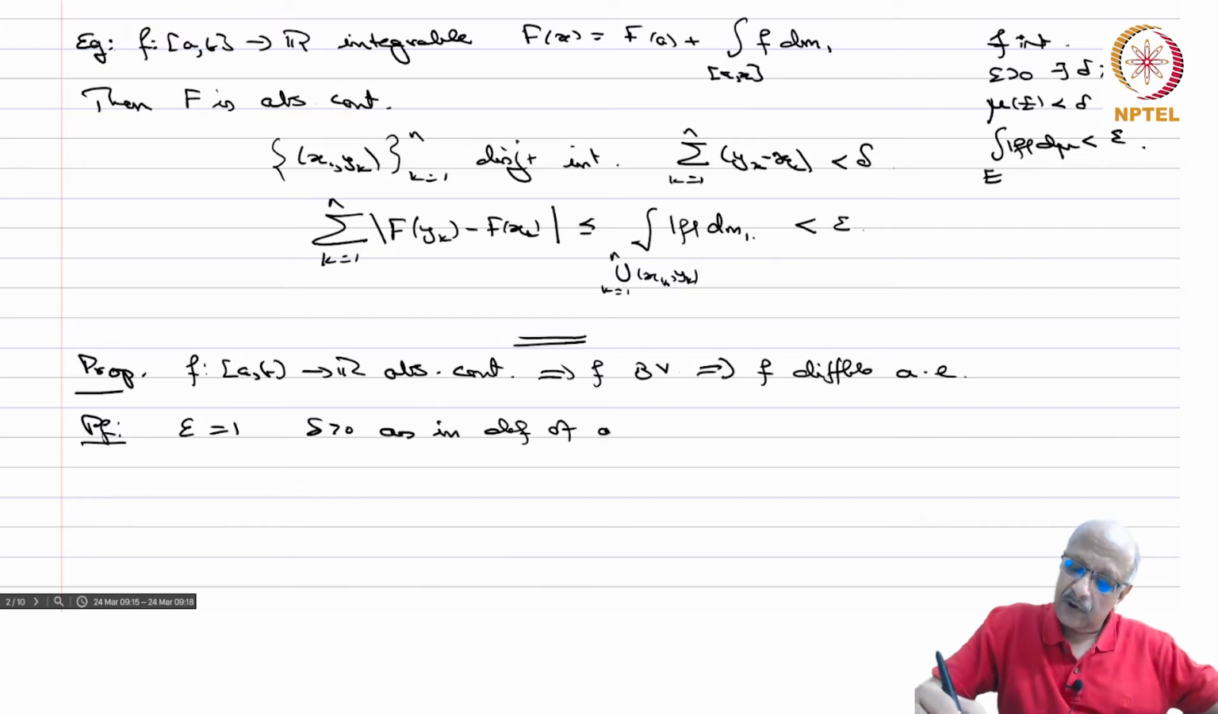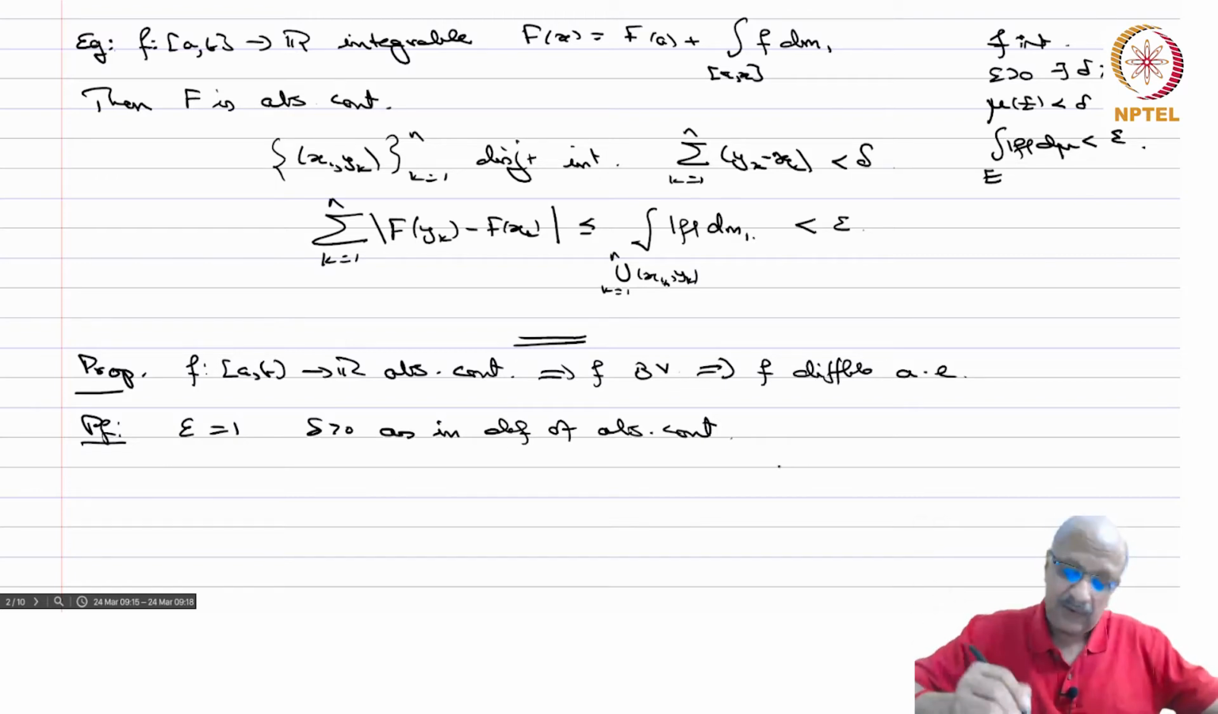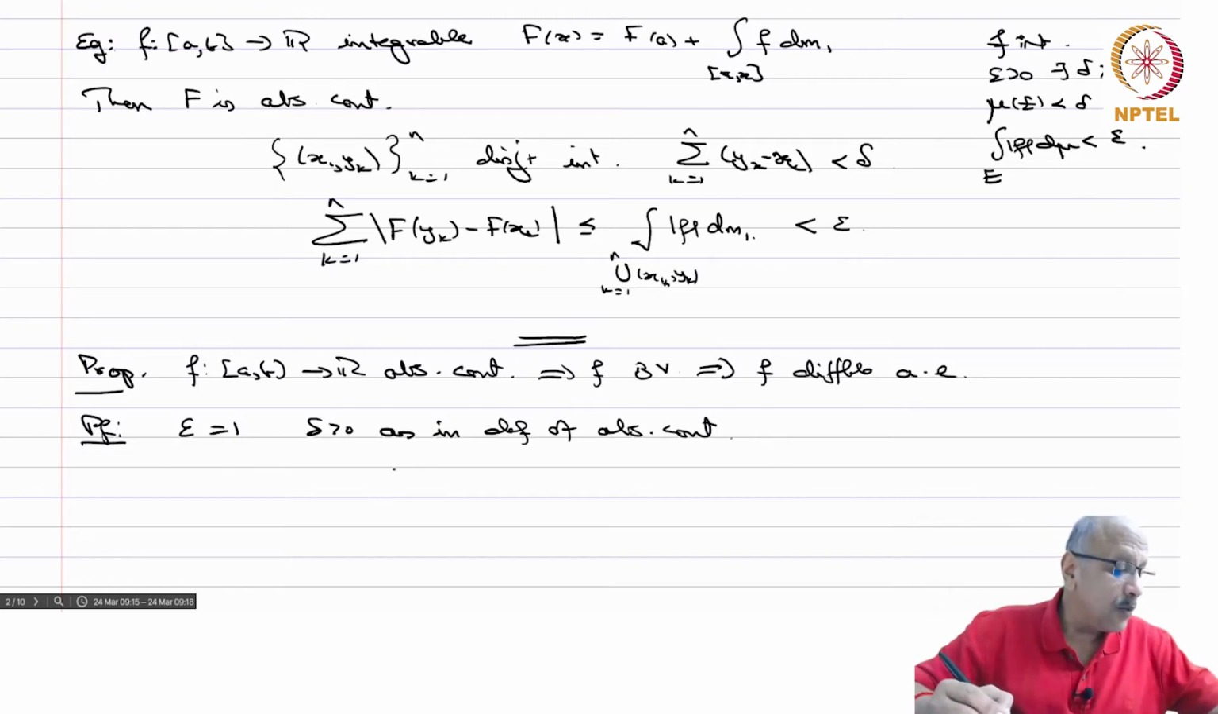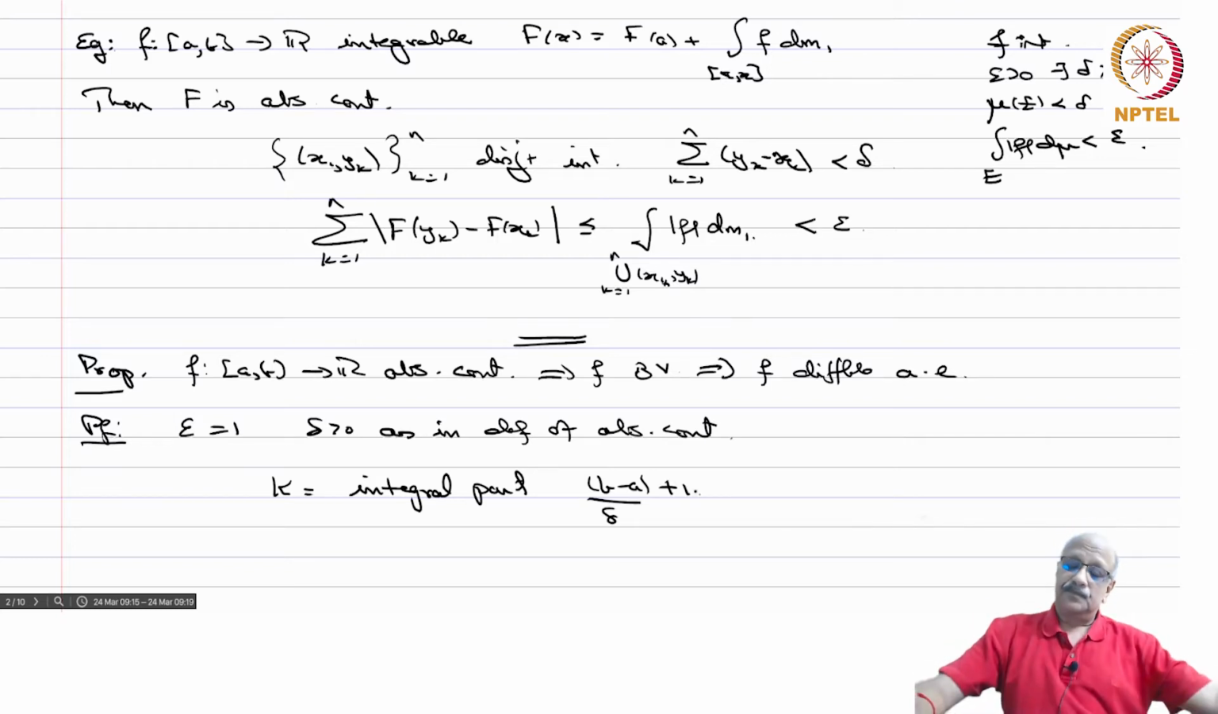You take epsilon equal to 1 and delta as in the definition of absolute continuity. So corresponding to epsilon equal to 1, there will be a delta which tells you something happens, and that is precisely the delta we are taking. Now you take capital K equals the integral part of (b minus a) by delta, plus 1.